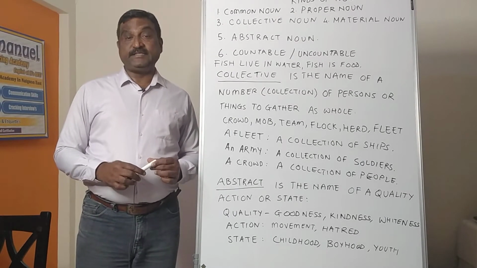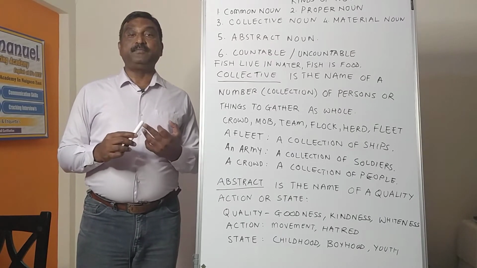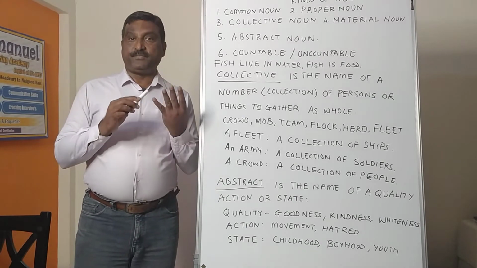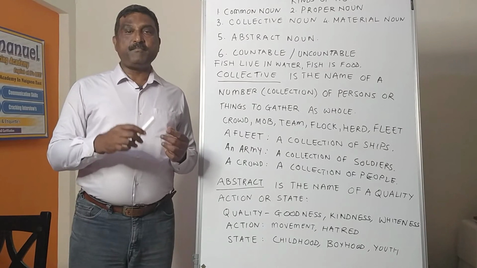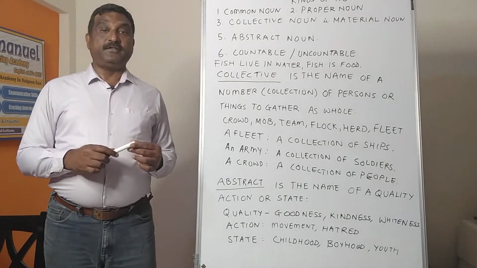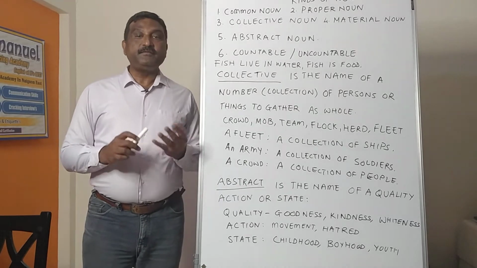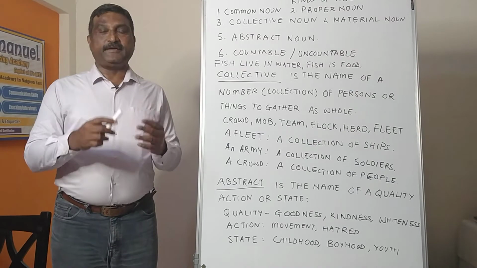A noun is a name of a person, a place, an animal, or thing. That's the definition. It's a name of a person, place, animal, thing. So remember, there's a formula for that. It's called PAPT. So it means person, place, animal, or thing.